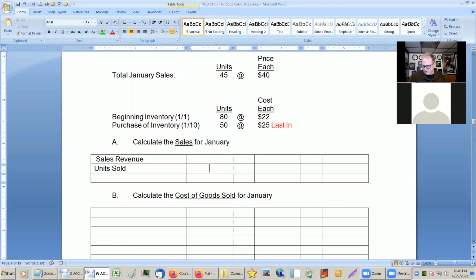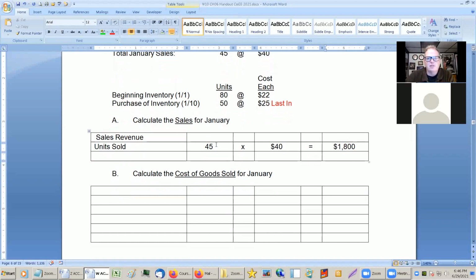So units sold were 45. This is the same as problem number 3. Yeah, it's the same one, so everything's the same. The only thing that's going to be different is the last one. So the cost of goods sold will be different, and the inventory will be different.